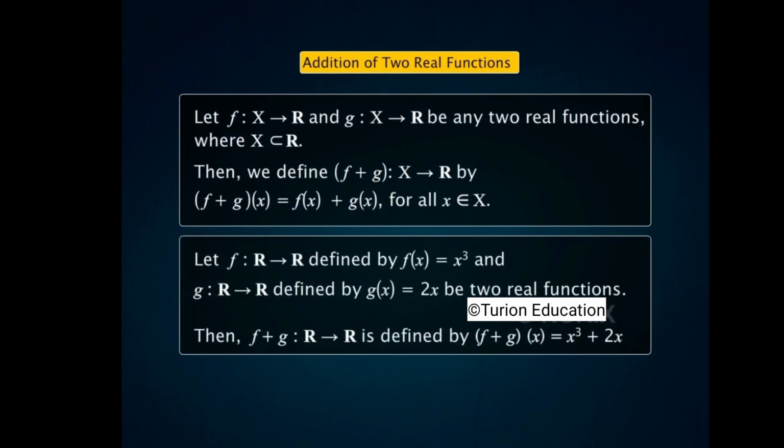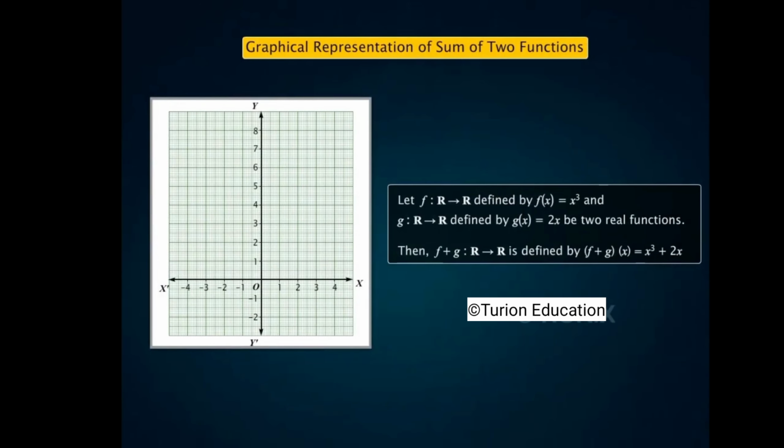For example, if f(x) equal to x cubed and g(x) equal to 2x are two real functions, then the sum function (f plus g)(x) will be equal to x cubed plus 2x. As you can see, the sum of the two real functions is yet again a real function, so we can plot a graph on the Cartesian plane. Let us first plot the f and g functions and then their sum function in one graph.